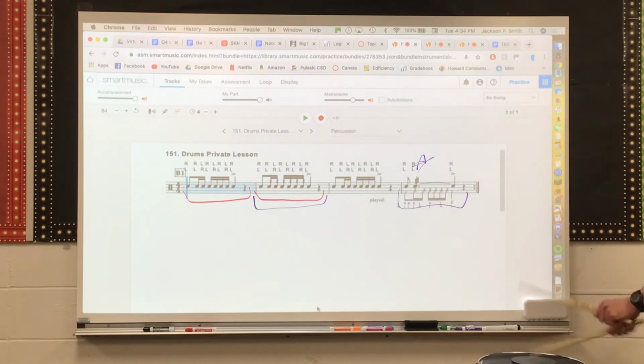Repeat, left, and left, and left, and left.